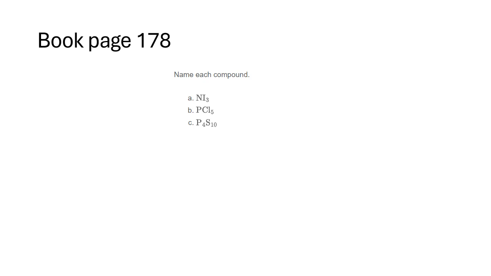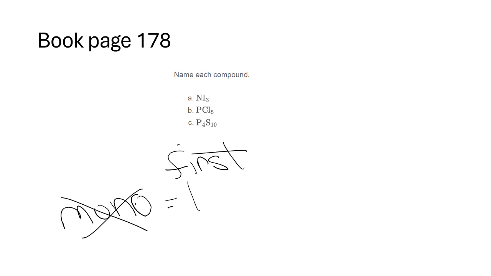Name each compound. You don't use mono if the first element is just one. The best way to remember that is CO2 is carbon dioxide, CO is carbon monoxide. So we've got nitrogen triiodide, phosphorus pentachloride, tetraphosphorus decasulfide.